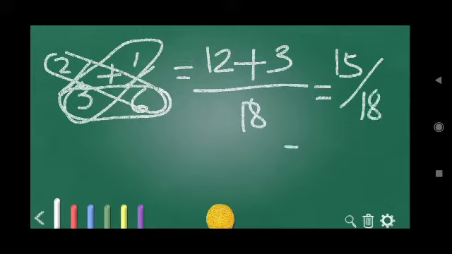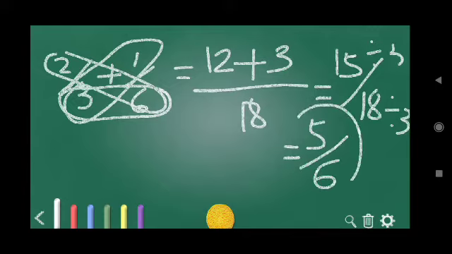But in this case, 15 and 18 can be divided by 3. So you divide them by 3. 15 divided by 3 is 5. 18 divided by 3 is 6. So your answer is 5 over 6. When you check your answers, this will still give you 5/6.